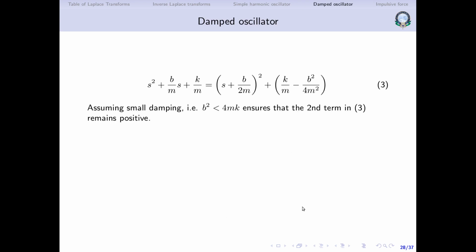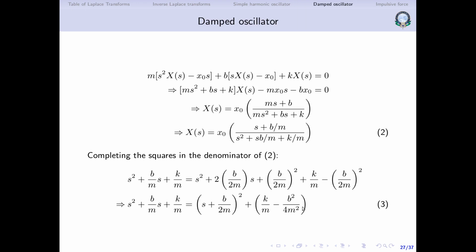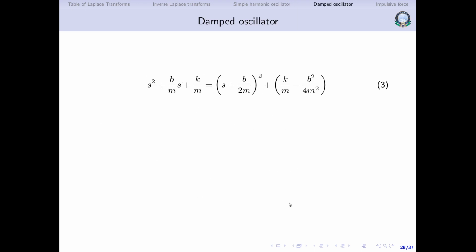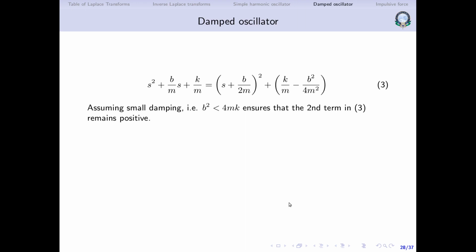Of course, we'll assume that the damping is positive. We'll assume that the damping is small. And how do you assume that the damping is small? We can assume that the damping is small by ensuring that b square is less than 4mk. If you put b square less than 4mk, that will ensure that this second term will always be positive.